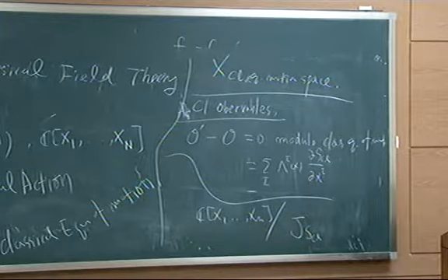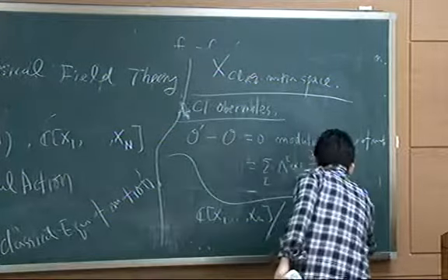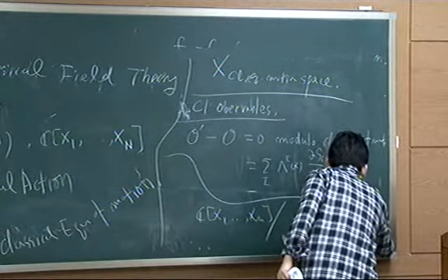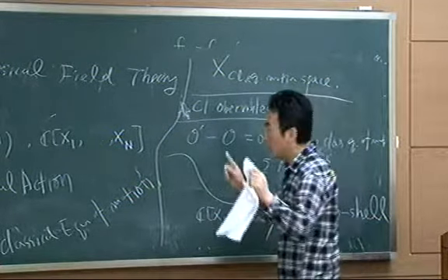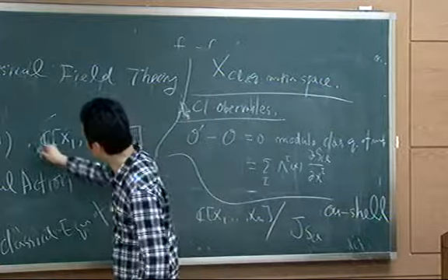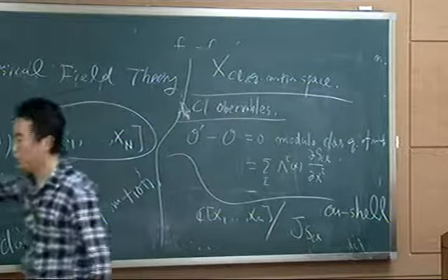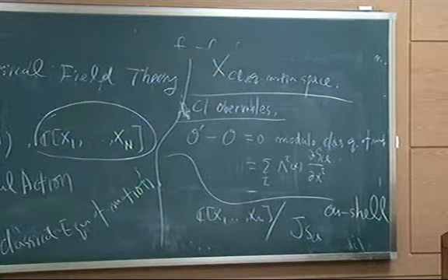So I call this on-shell fixture. On-shell fixture is this thing, okay? And off-shell fixture is this whole thing together with some distinguished function. That is off-shell fixture.